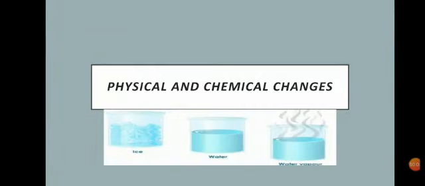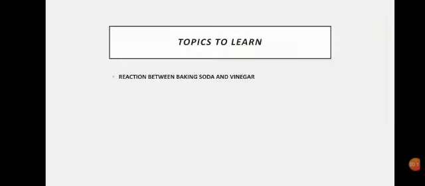Hello students. So we are continuing with the chapter physical and chemical changes. In our last class we studied a type of chemical change, that is burning of magnesium ribbon. Basically we are continuing with a few demonstrations and a few examples of chemical changes.